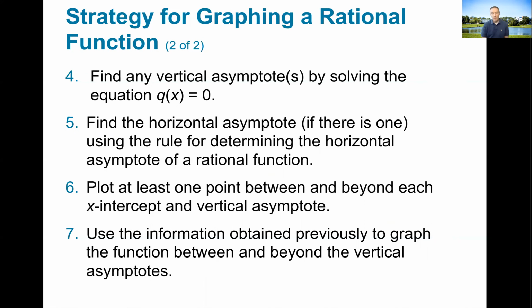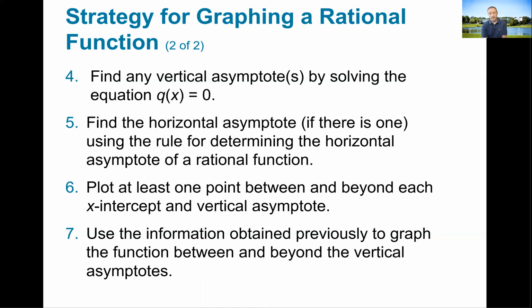For step 4, we do set the denominator equal to 0, but why? You do that to find your vertical asymptotes. So your vertical asymptotes are going to occur where the denominator is equal to 0. Now, this is where the denominator and numerator have already been simplified and canceled out any common terms. So if your reduced fraction has any terms in the denominator that can equal 0, then it's going to have vertical asymptotes at each of those zeros.